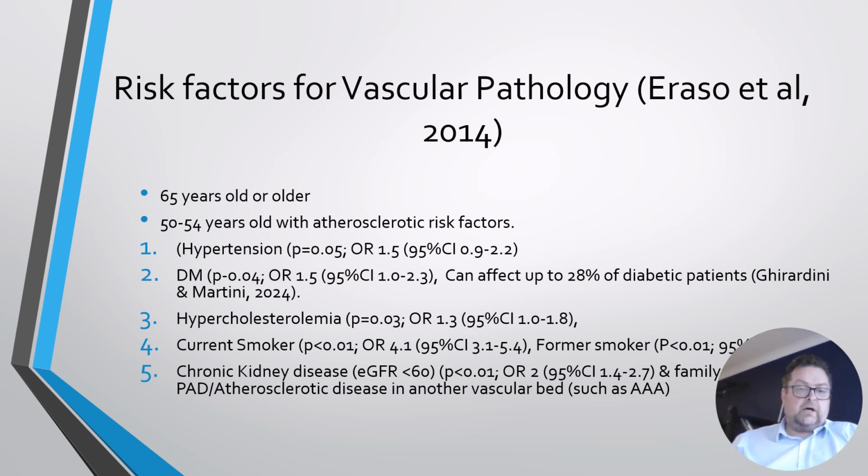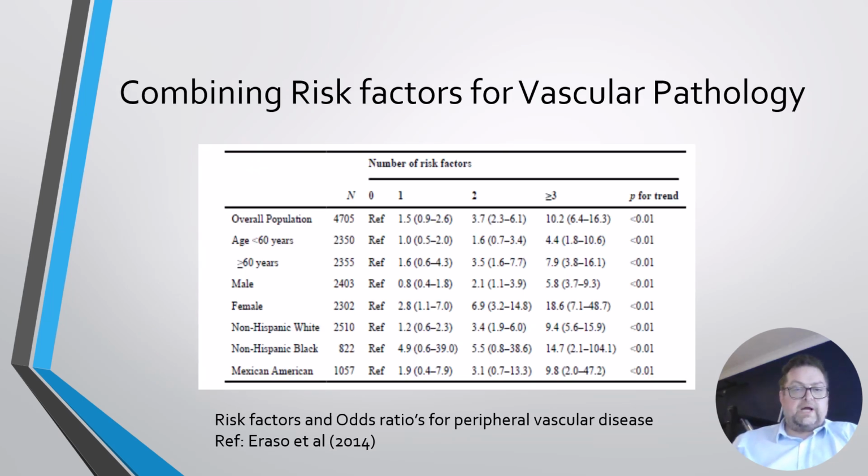Now, these are risk factors on their own, but what happens when we combine them? You can see on this chart from the authors that in the general population, if you have 3 of the risk factors we've mentioned, there is an associated increase in odds of just over 10 times more likely to develop vascular pathology.